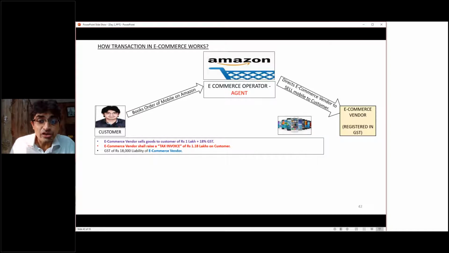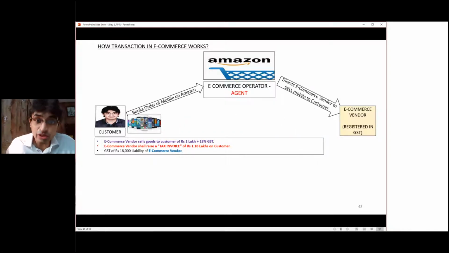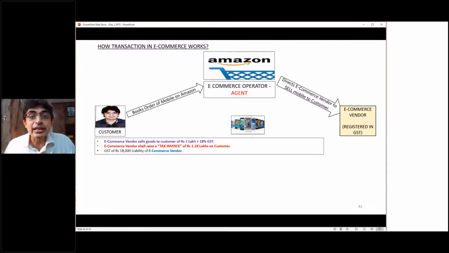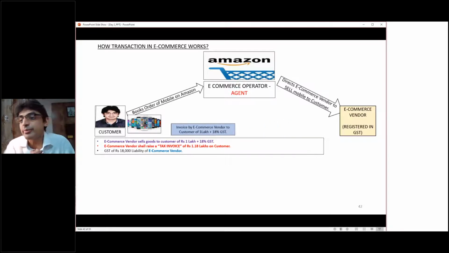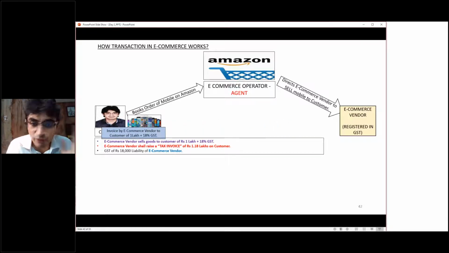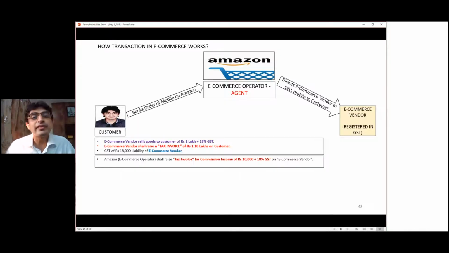Many people say I bought from Amazon. You never buy from Amazon. Amazon is just an agent. It takes the order from you and passes the order to the seller. That seller is selling the mobile to you. The tax invoice is also in the name of the seller.